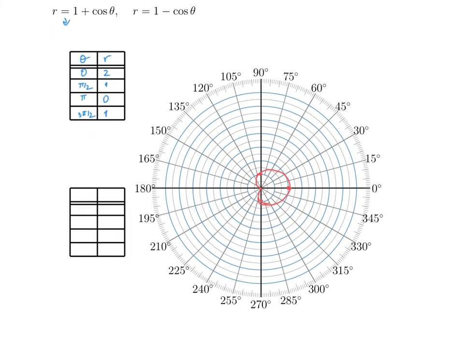And then if we do the same for the second one, this is theta, this is r.